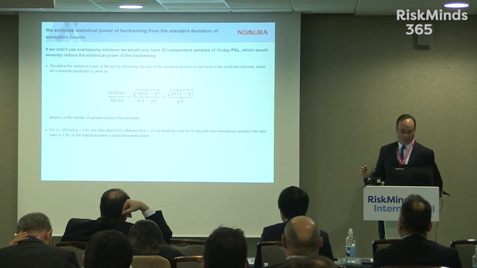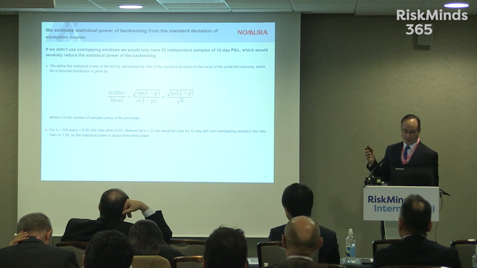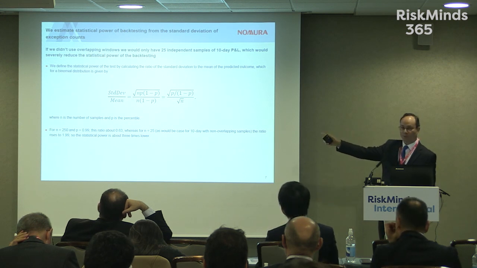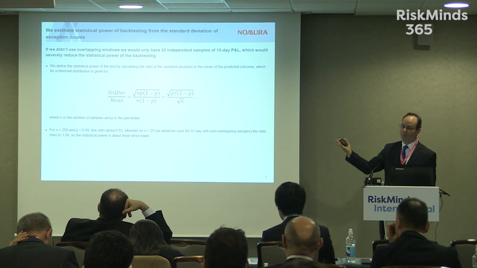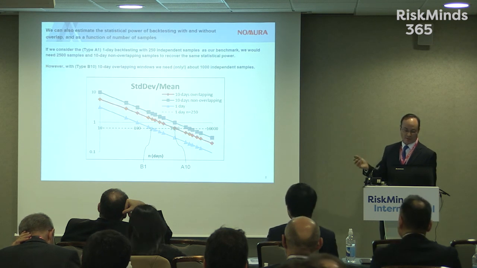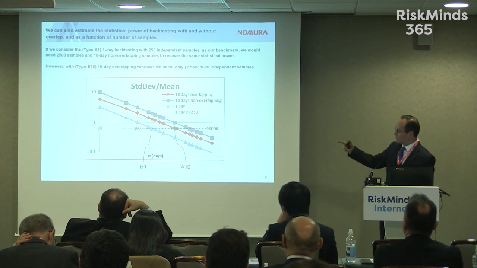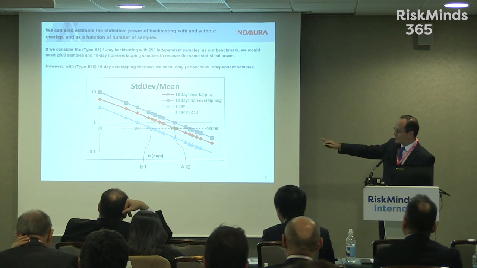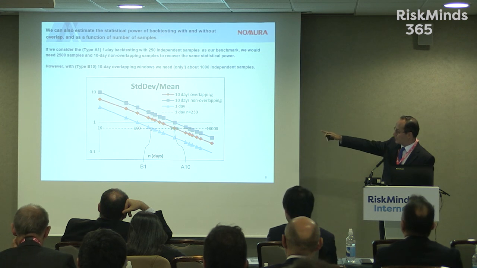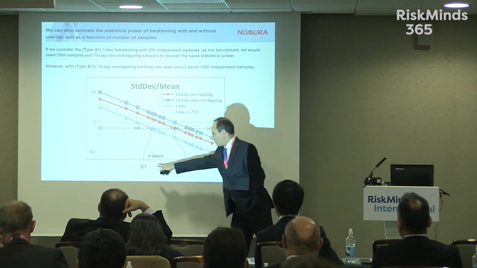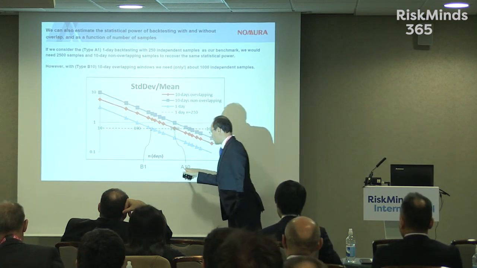But the way around that is that we can actually use overlapping windows and try to improve, basically reduce that number. You want to reduce the standard deviation to improve the power of the test. It turns out if you use overlapping windows, you can no longer use a simple formula, but a more complicated formula that shows in the red curve there. And I have to apologize for the typo here. That should be A1, it should be B10.